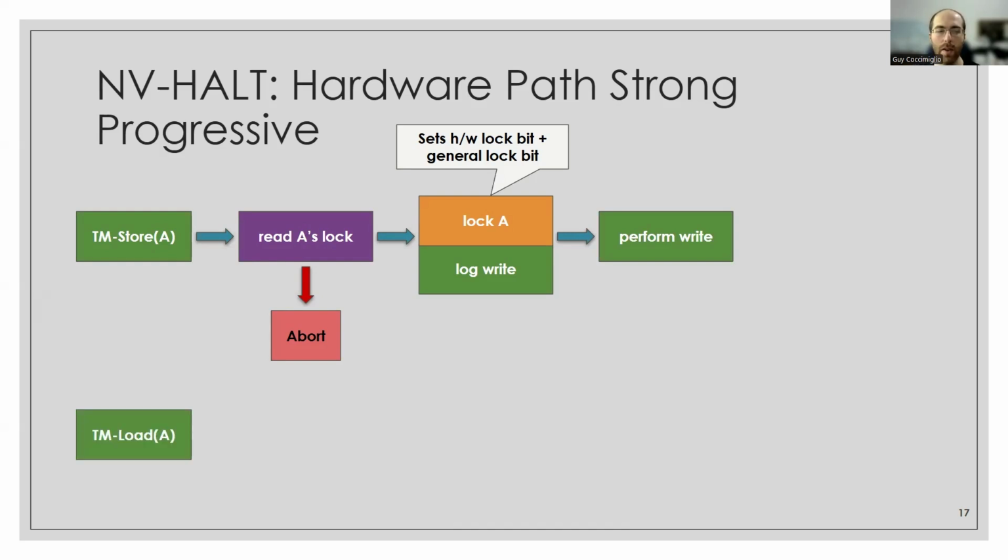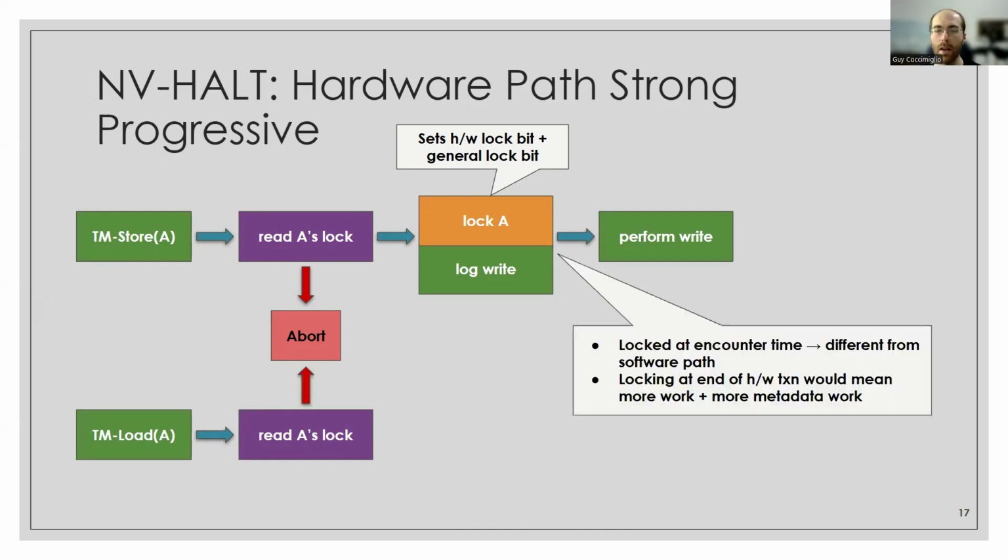If we want to do a load of A, then we just need to check if A is locked, reading its lock. If it is locked, then we abort. And if it's not locked, we don't need to do anything else. Now, in this case, we're using encounter time locking, which is different from our software path, which is using commit time locking. We could, if we wanted to, lock somewhere near the end of our hardware transaction, but this would mean that we would need to access or store additional metadata, and we would need to do some additional work in hardware, and all this would likely lead to more aborts, which we would prefer to avoid.